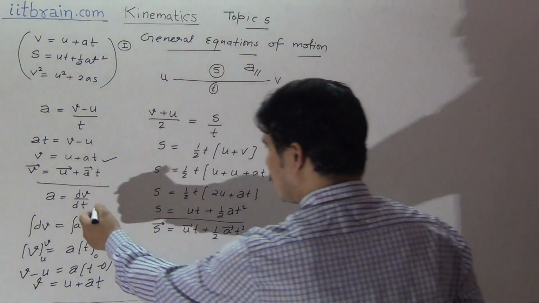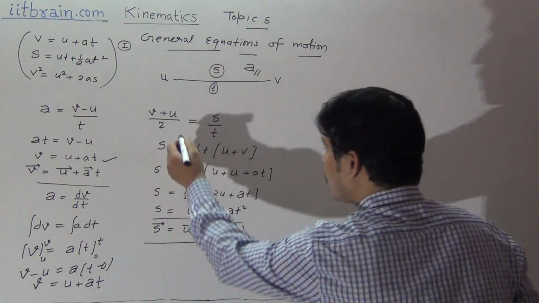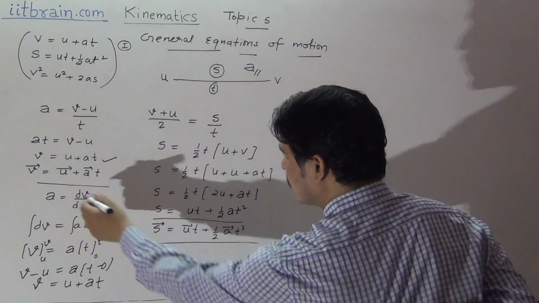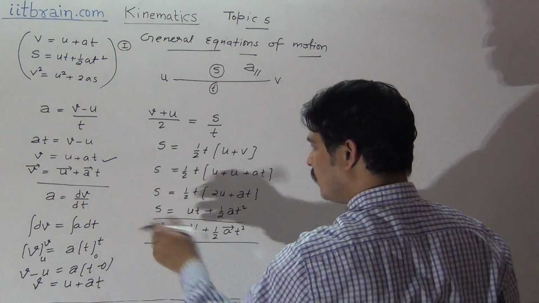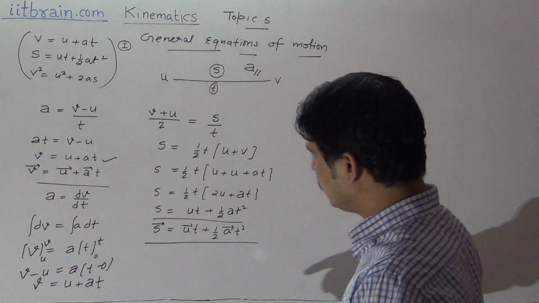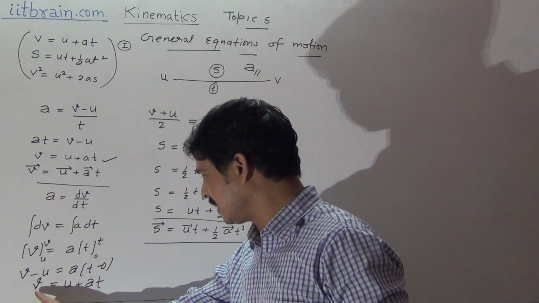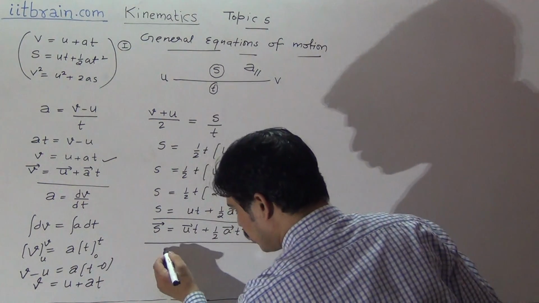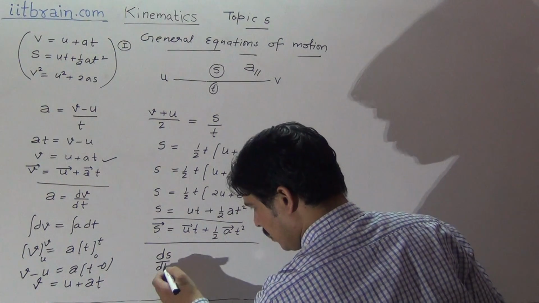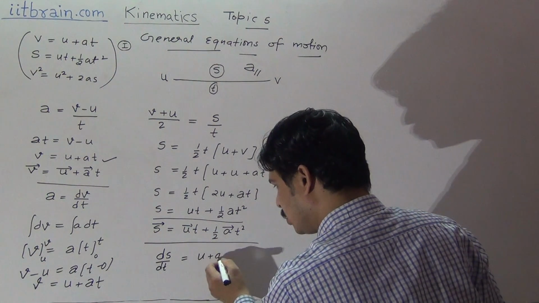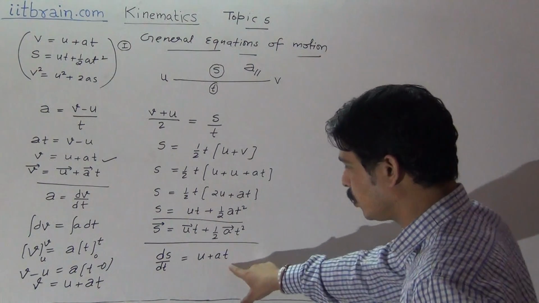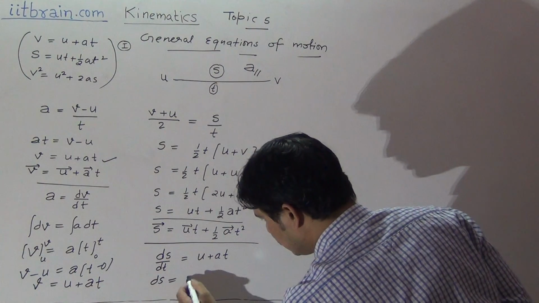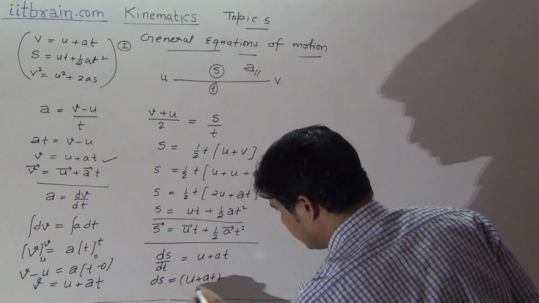Similarly, as I showed you the calculus sequence before, let us understand it here too. For finding the second equation we should use, we know that a is dv by dt. Acceleration is defined as dv by dt, and by this method we have obtained v is equal to u plus at. And in calculus, velocity is known as ds by dt, displacement over time. So ds by dt is equal to u plus at. Take dt to this side, you will get ds is (u plus at) into dt.